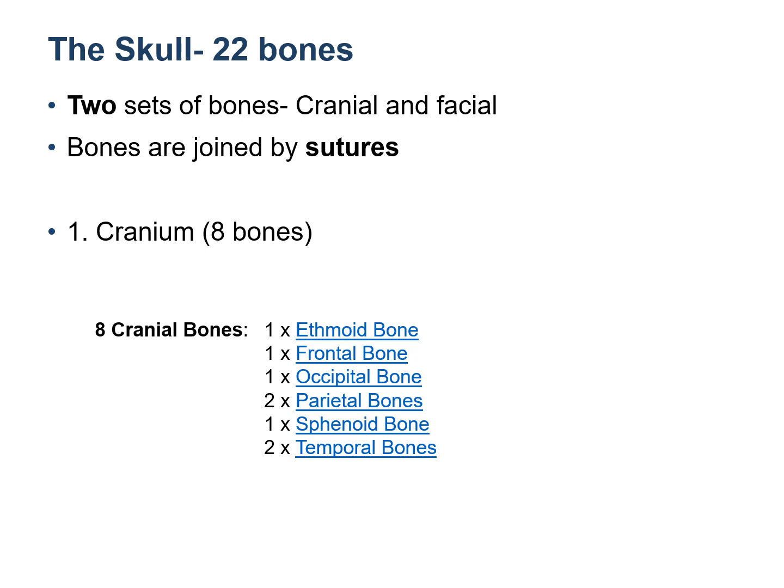There are 22 bones in the skull, and there are two sets of bones here, cranial and facial, and these bones are joined by special joints known as sutures. The 8 bones in the cranium are: one ethmoid bone, one frontal bone, one occipital bone, 2 parietal, 2 temporal, and 1 sphenoid bone.